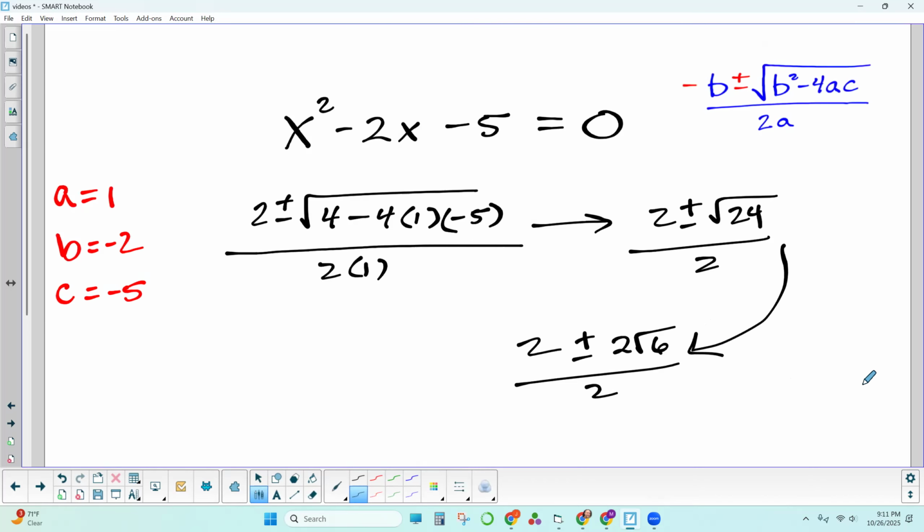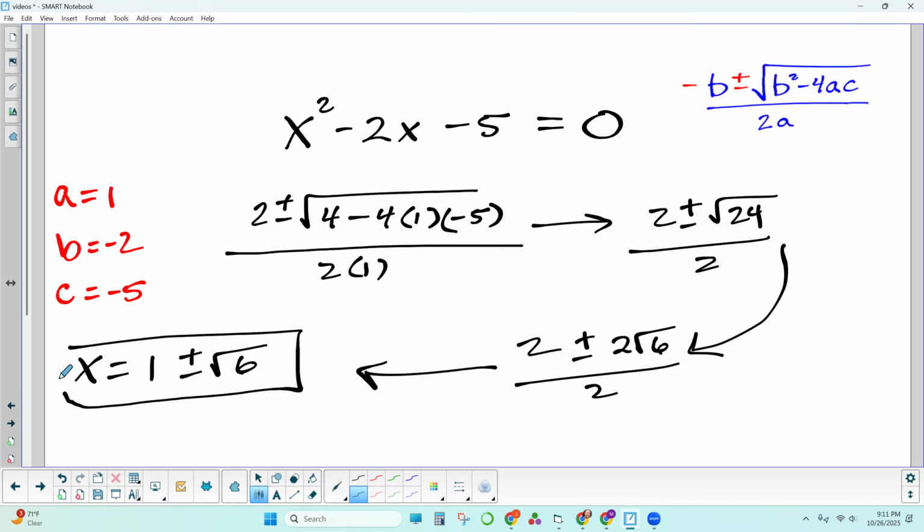Okay. And then the last step, again, if you can pull a factor out of each of the terms in the top and the bottom, go ahead and do so. Well, they're all twos, so I'm just going to pull 2 out of all of them, which leaves me with 1 plus or minus root 6. And there's my solutions. These are irrational solutions. Okay, let's look at another one.